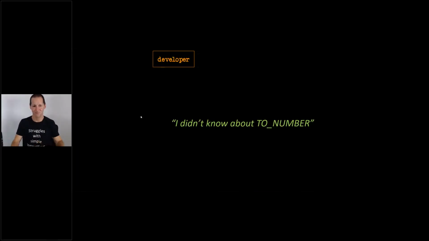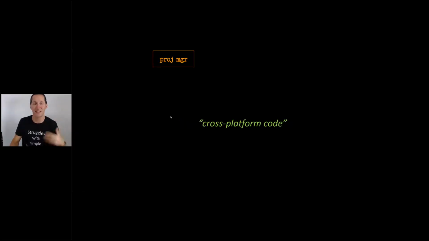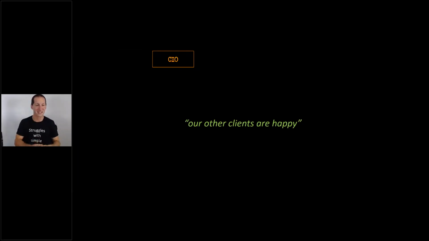And the developer said to me, I don't really know about to_number. That's why I didn't use it. I didn't know Oracle had a to_number function. He had come from a SQL Server background. And this is that problem of escalating failure. The project manager didn't want to say that his team was actually inept. He said, oh no, we did it deliberately so it would be cross-platform, because we didn't want to rely on the to_number function. And of course, eventually, when we escalated this to the CIO of this product, he said, our other clients are happy, we don't know what you're talking about.